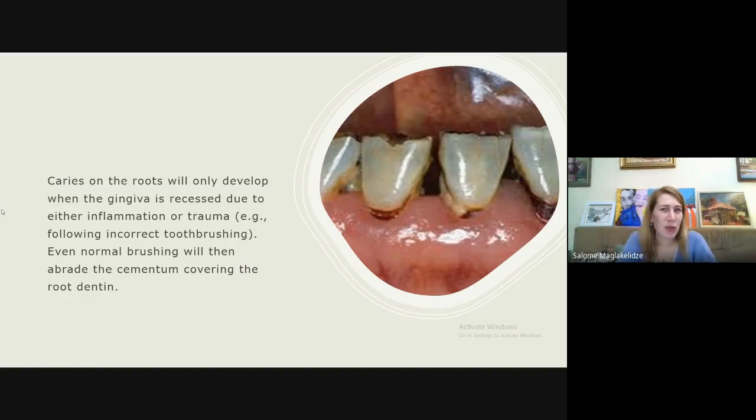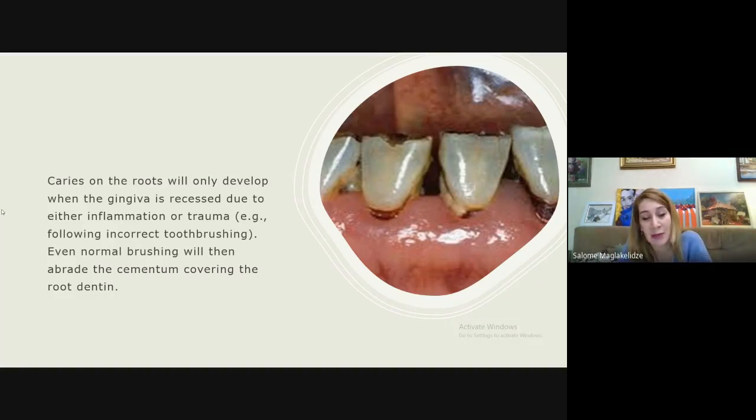About toothbrushing, we will talk in cariology, but also a lot in periodontology, and it's a very interesting topic. So speaking of caries, if you do some trauma to the gingiva, or if it's receded, and it recedes mostly in elderly people, we will have this kind of decay on the root. And if the cementum is abraded, even normal brushing will do its job, okay?